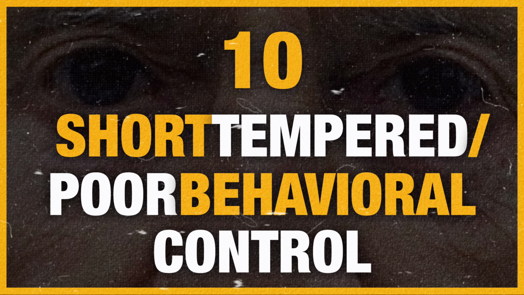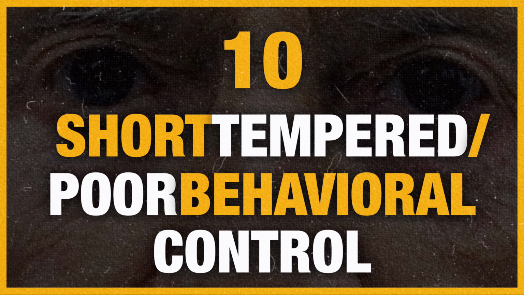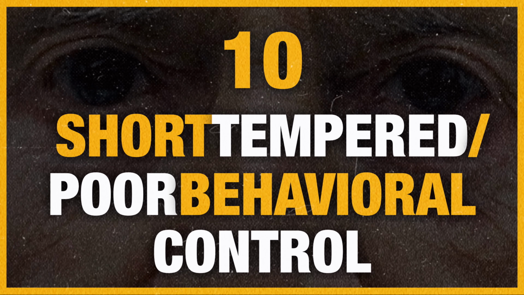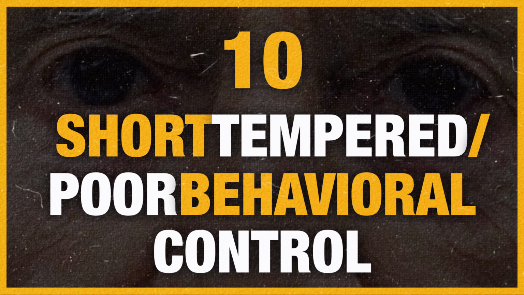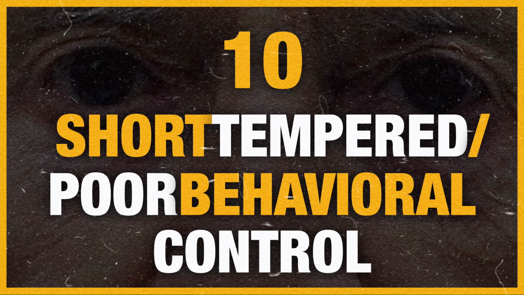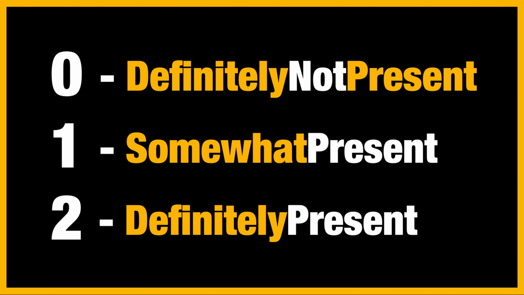Number 10, short-tempered, poor behavioral controls. Short-temperedness and poor behavioral controls refer to a personality trait and a behavioral issue where an individual exhibits a low tolerance for frustration and frequent, often unpredictable emotional outbursts.